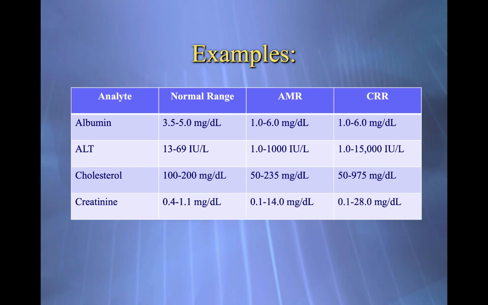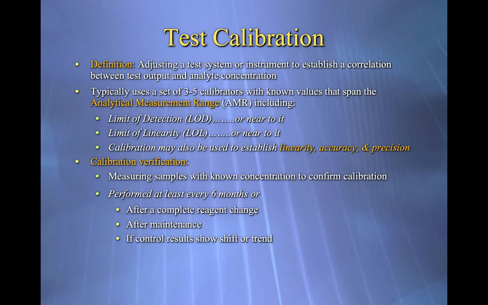And typically, it's your lab director who's going to determine how much dilution you can do on any test. Cholesterol, 100 to 200. AMR is 50 to 235, but with dilution, I can report from 50 to 975. Creatinine, 0.4 to 1.1. My AMR, I can measure down to 0.1 and up to 14, and I can report from 0.1 to 28. And that's going to be the limit because I'm only allowing in this lab to dilute twice, do a single dilution in order to get a result.